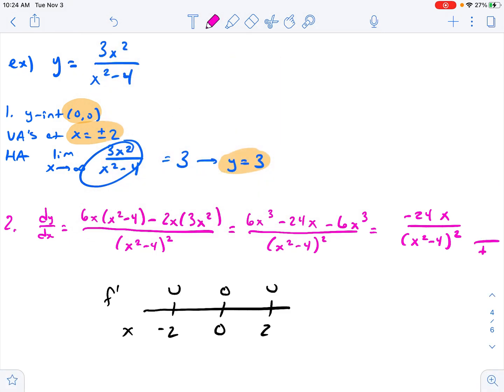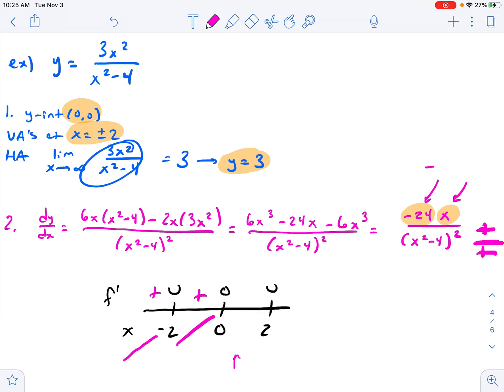Okay, kind of like before, I noticed the denominator is squared, so as long as that's not 0, it's going to be positive. And I'll look at the sign of the numerator. So if I have an x value like negative 3, negative 24 times negative 3 is positive over a positive. Our function's increasing. If I take a number like negative 1, negative 24 times negative 1 is still positive over a positive. So we're still positive, we're still increasing. Sometimes when that's the case, I'll redraw it like this, just so I see it. It's still increasing. Okay, great.